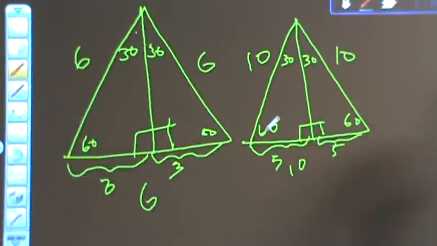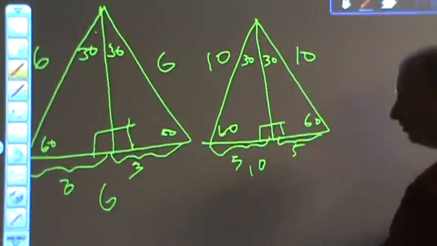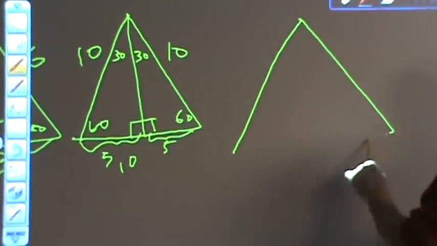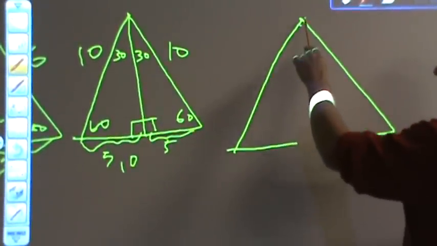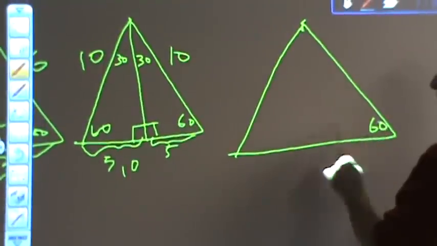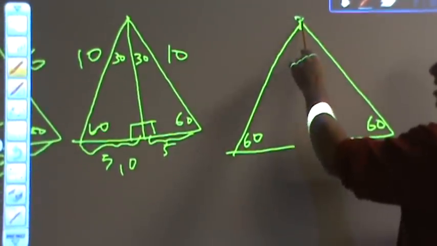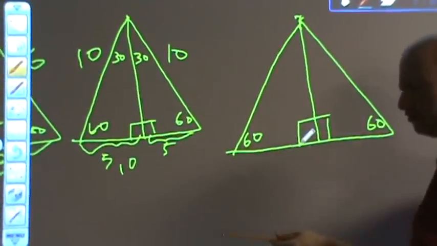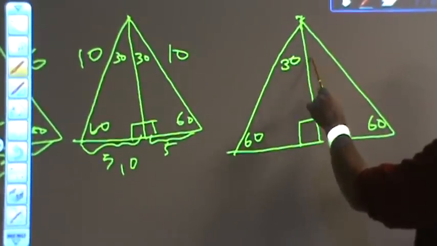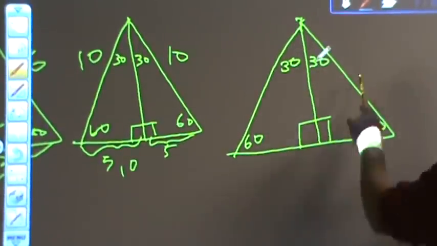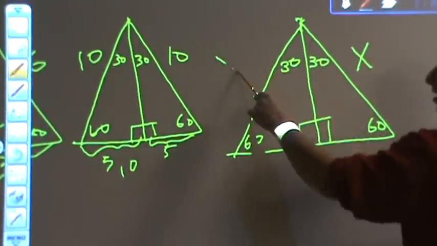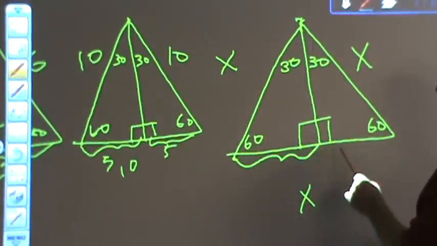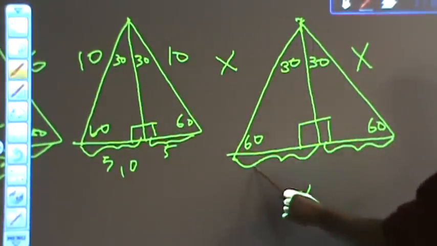Well, let's do it again. One more time. If this is 60 and 60, and I drop my altitude again, and I have a right angle, and I know the two triangles are equal, this is 30 and this is 30, but this time around I'm going to call this x. And that's x, and this is x. So how big is each one of these pieces? Half x.